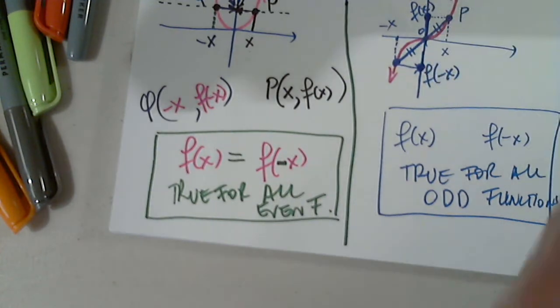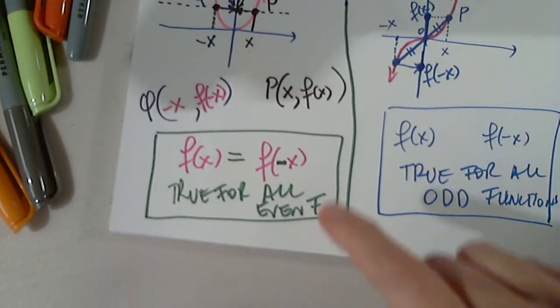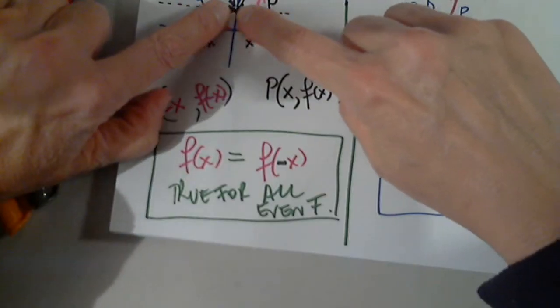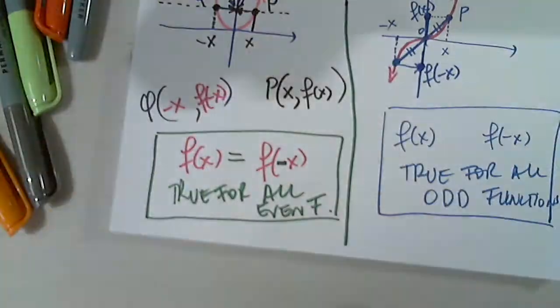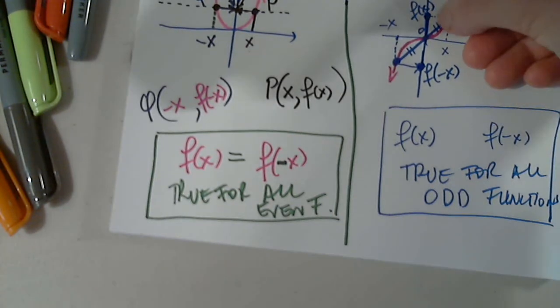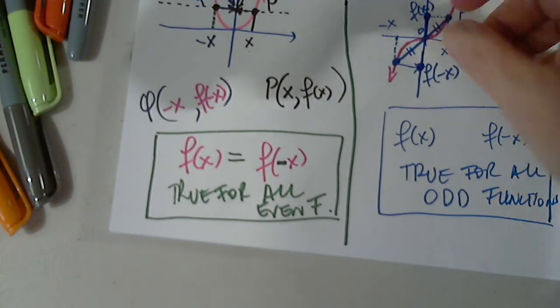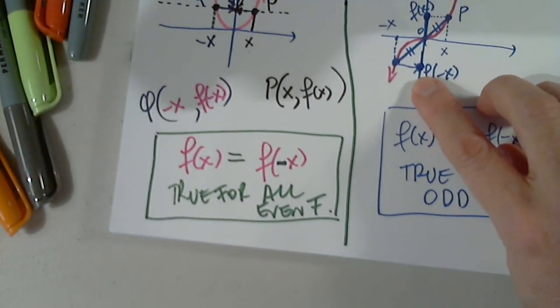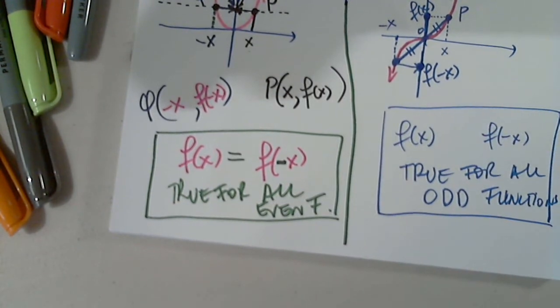One is positive, one is negative, so they can never be equal. Here, they were at the same level, so here they have to be the same. But here they cannot equal each other. It's not possible. One is up here above the origin, one is down here below the origin. So the equal symbol will not work between these two values. But what will work?